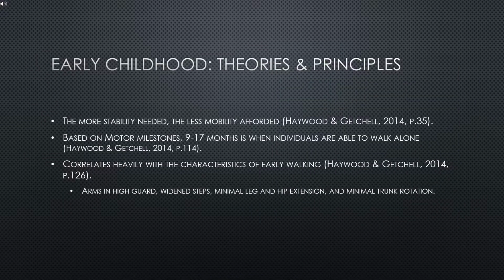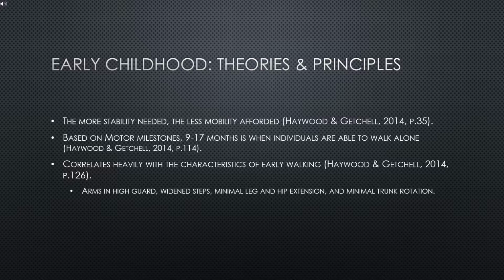Some theories and principles that go with this young child's gait just shows the main one that I talked about earlier was the more stability needed, the less mobility afforded, found in our textbook. And this is true just in any part of movement. The more that we have a joint or something that is stable, the less mobile it usually is, and vice versa. The more mobility, the less stable it is. A good example of this is the shoulder has a lot of mobility. However, the stability, it's one of the most injured parts of the body just because there is less stability.